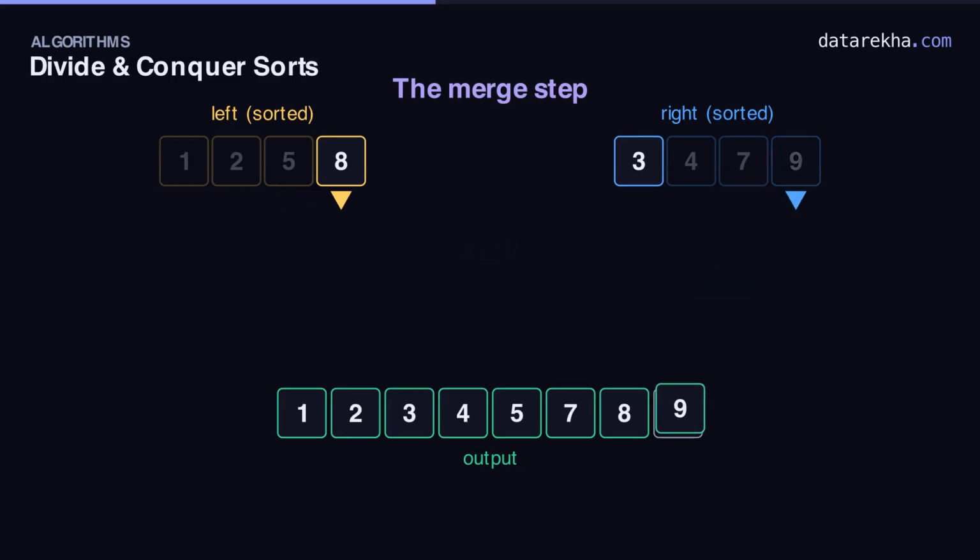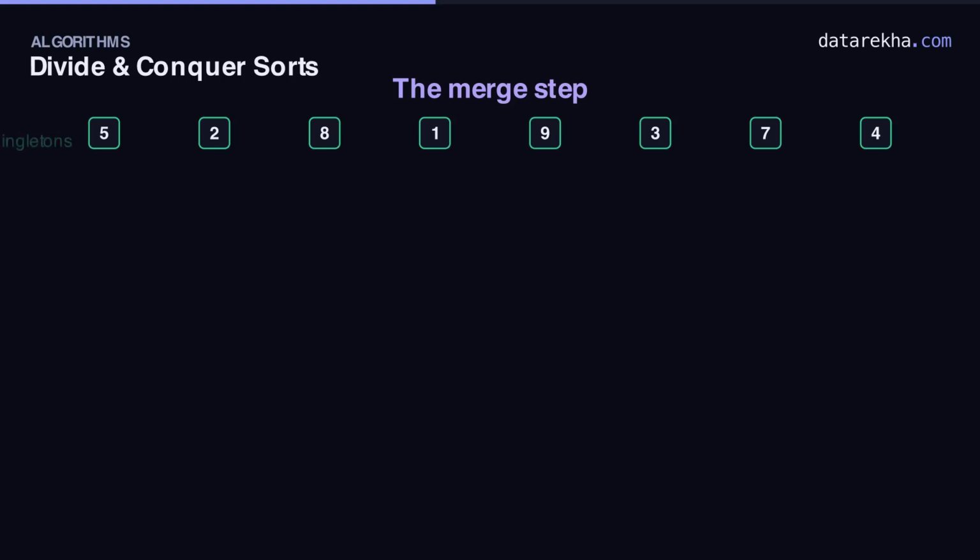Now the left half is empty. When one side runs out, there is nothing left to compare against, so we simply copy whatever remains on the other side, already in order. Just the 9. And the merge is complete. 1, 2, 3, 4, 5, 7, 8, 9. Perfectly sorted. And here is the beautiful part. To merge two lists of total length n, we touched each element exactly once. So a merge costs order n. Linear. So let's run the whole merge up on our array.